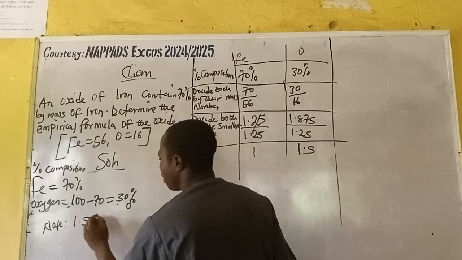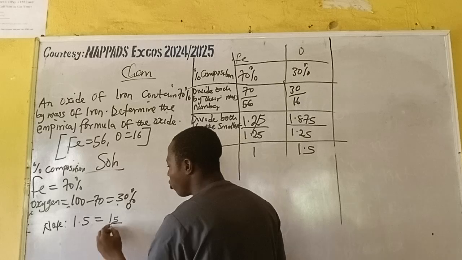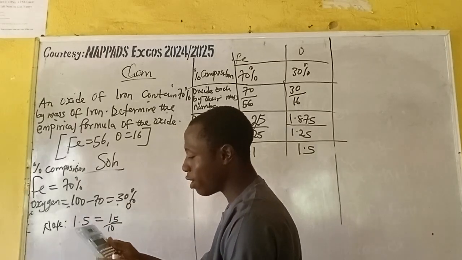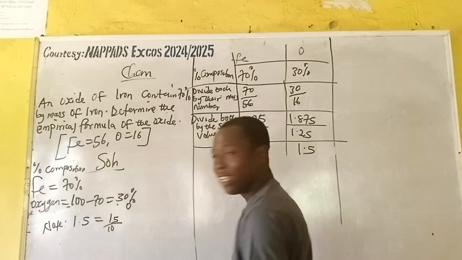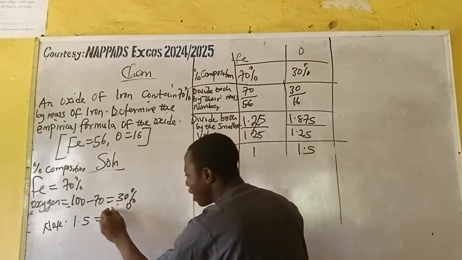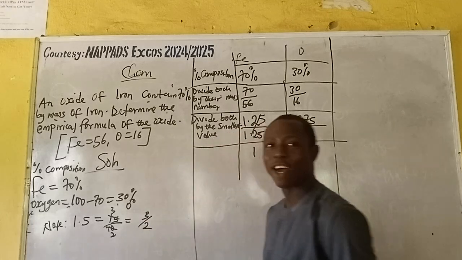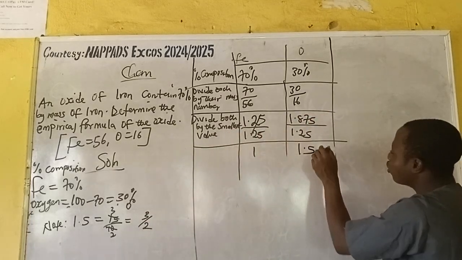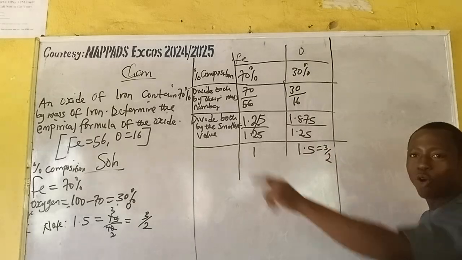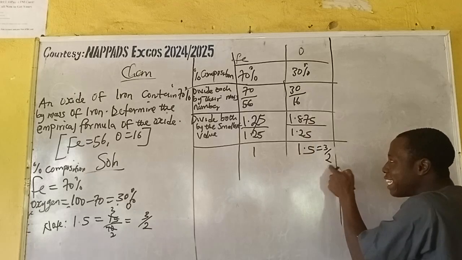1.5 is the same as 15 over 10. You know that? Cancel it: 5 here is 2, 5 here is 3. So 1.5 is the same as 3/2. So we are going to change this to 3/2. And we are going to cross multiply. That means you are going to multiply both sides by the down number.